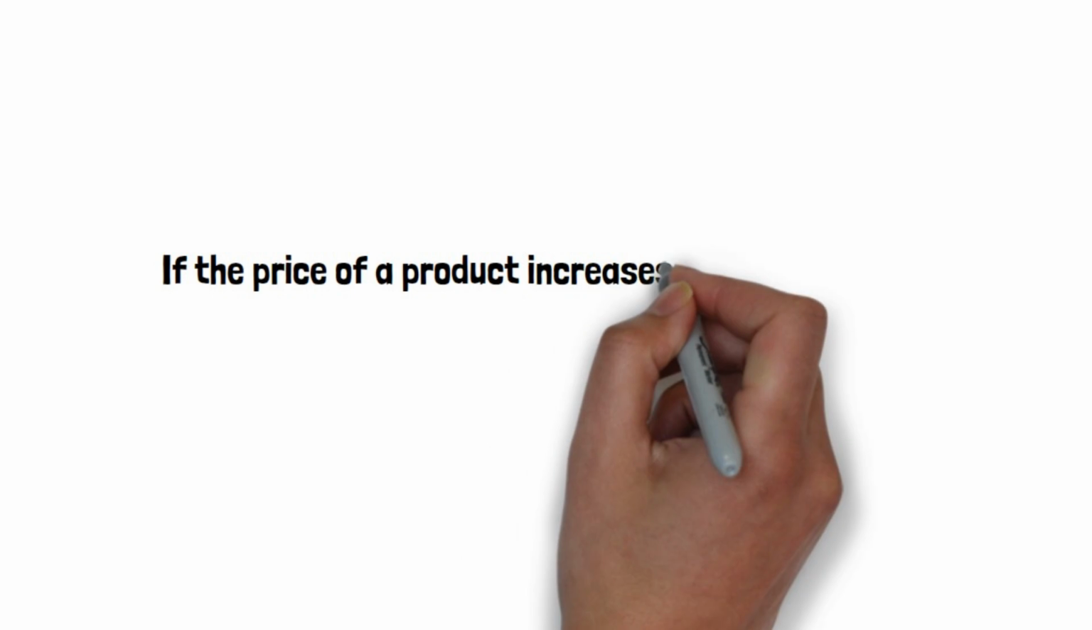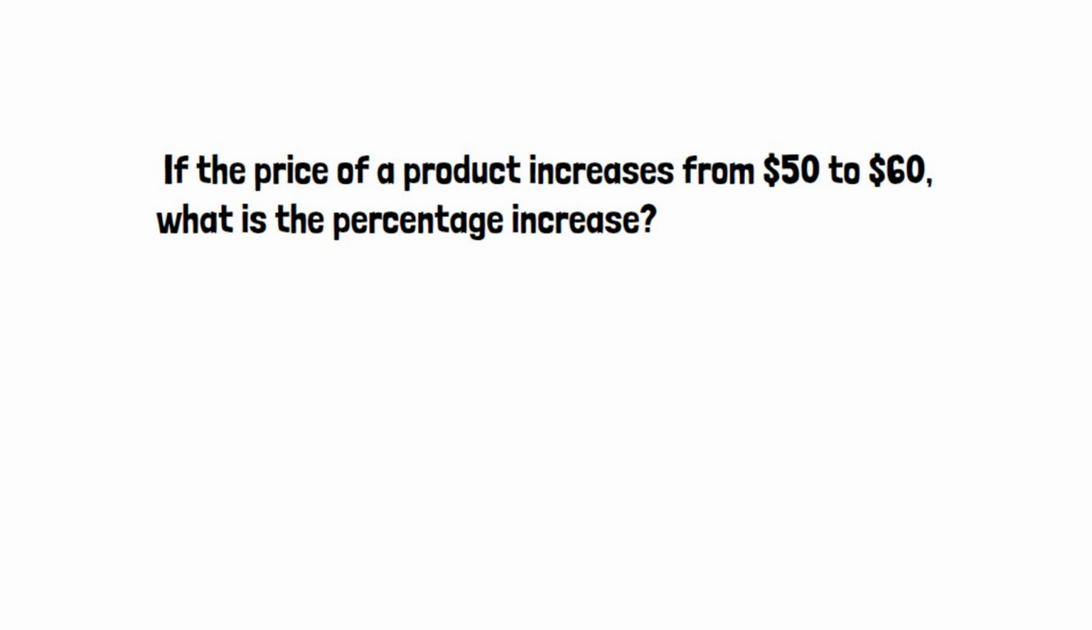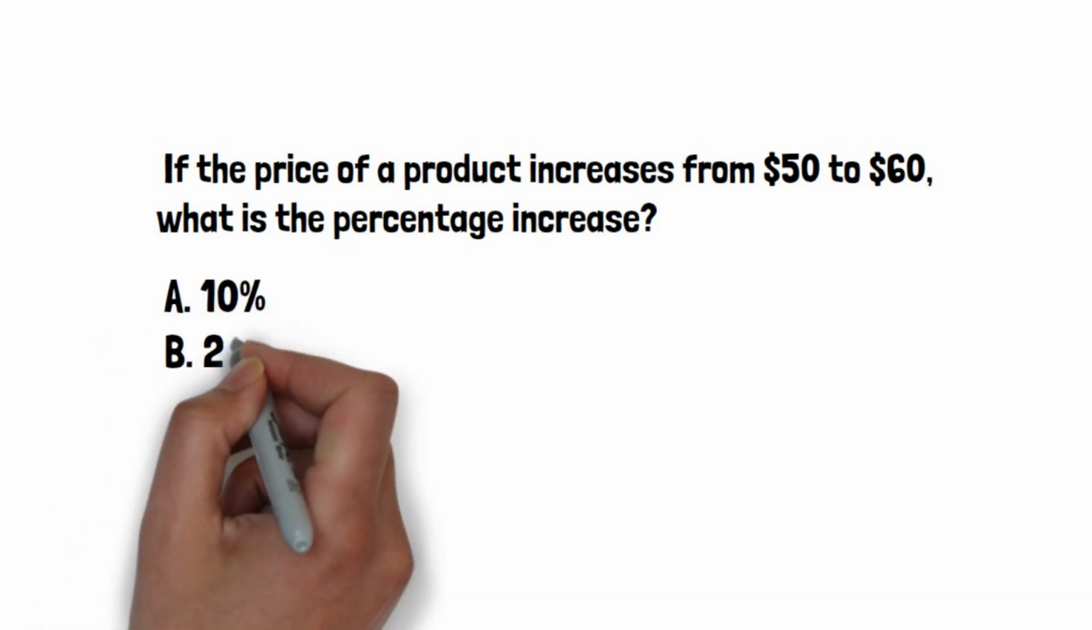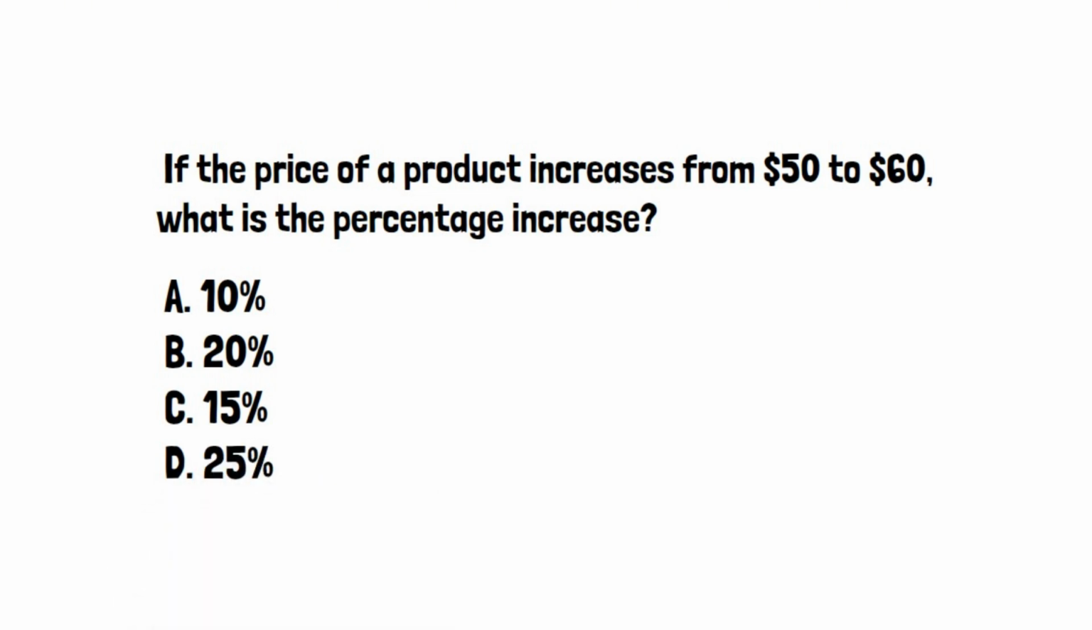Sample question. If the price of a product increases from $50 to $60, what is the percentage increase? A. 10%, B. 20%, C. 15%, Option D. 25%. The correct answer is B. 20%. You calculate this by taking the difference between $60 and $50, which is $10, then dividing by $50 and multiplying by 100, giving you a 20% increase.